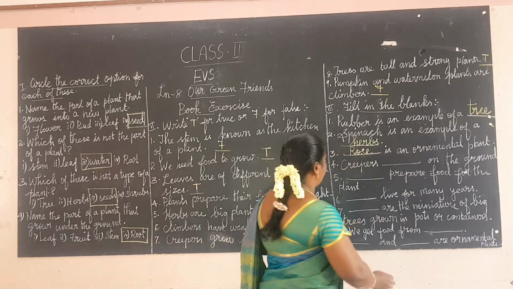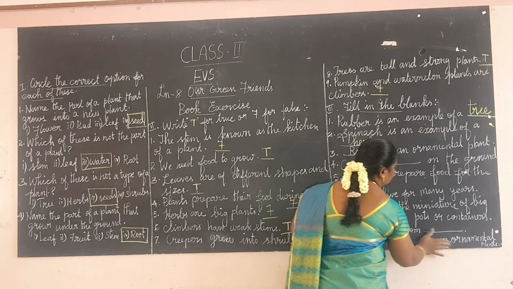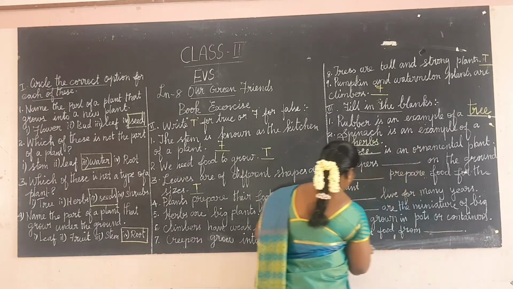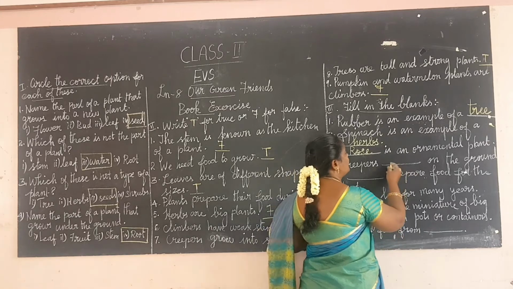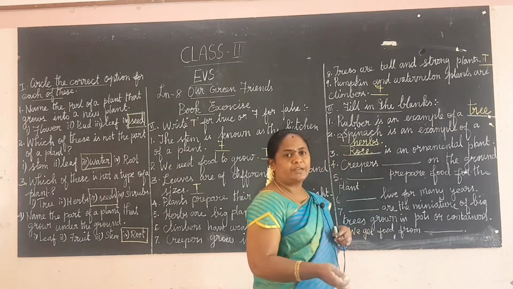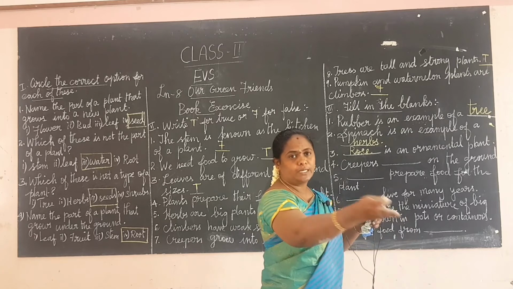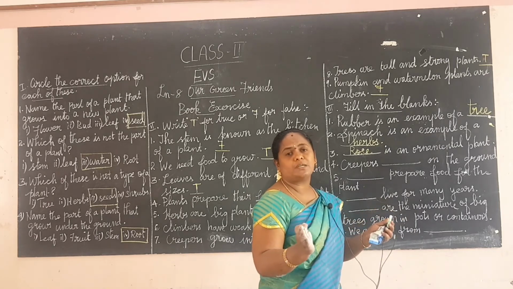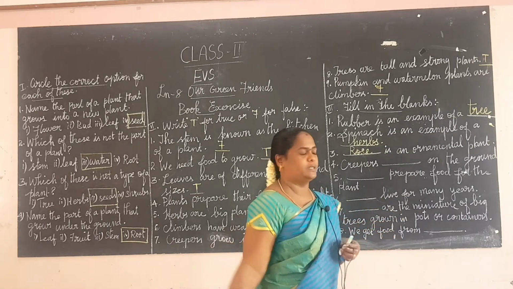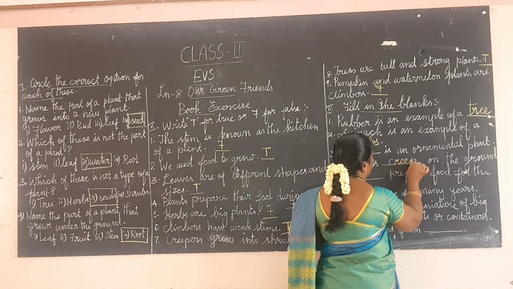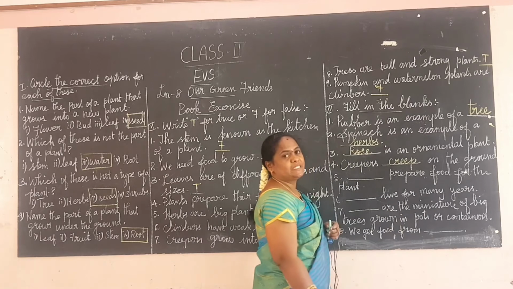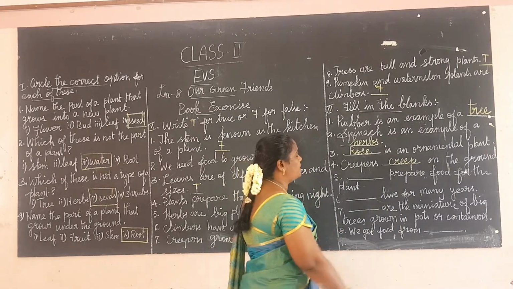And then fourth question is, creepers dash on the ground. Creepers creep on the ground. Creepers, I already told earlier, bear the big fruits and vegetables, so that is why they creep on the ground. Creep, C-R-E-E-P, creep on the ground.